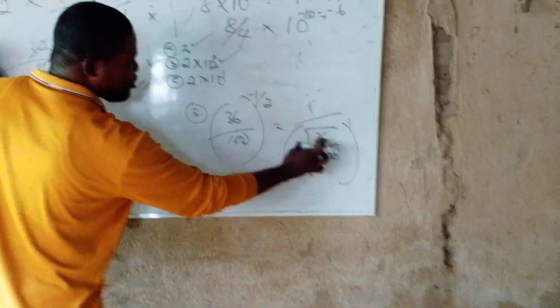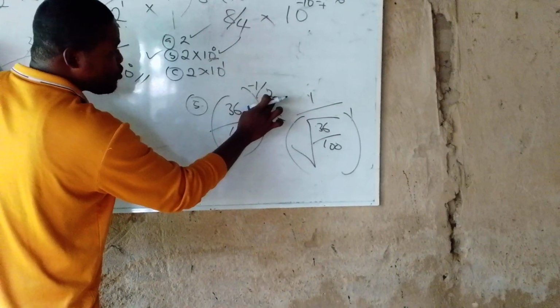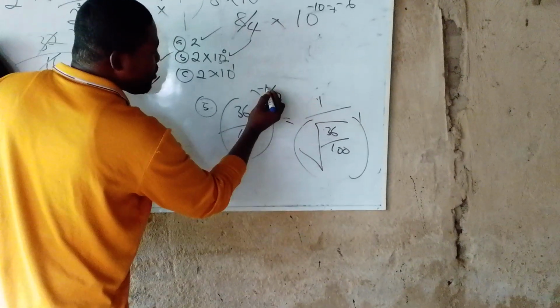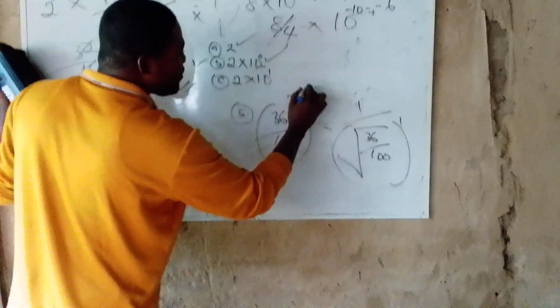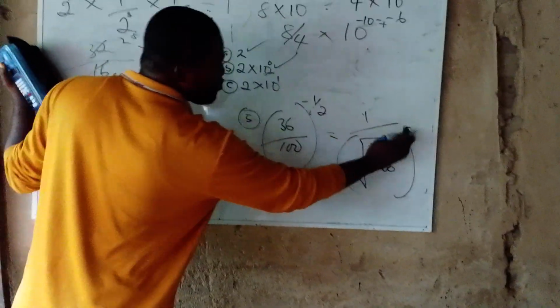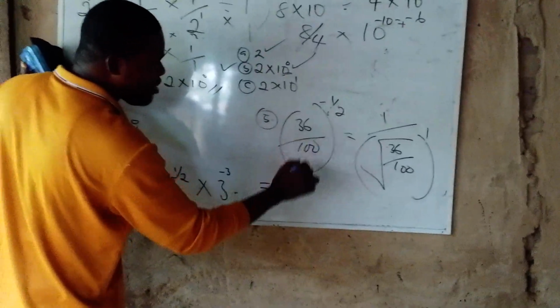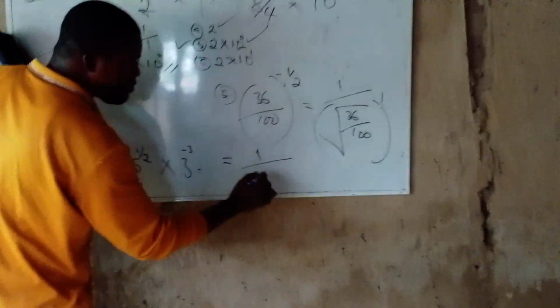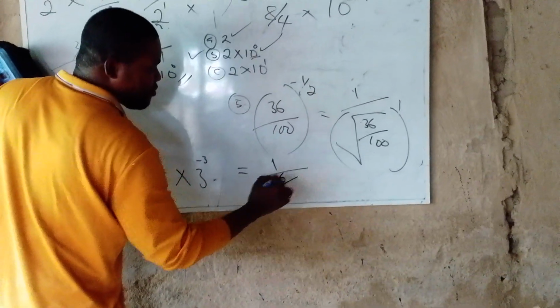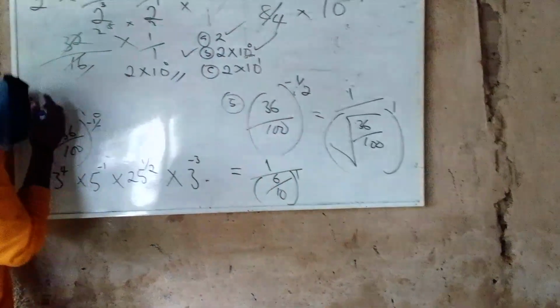This one will now come down. But in coming down, this one will now change to square root of 36 over 100, always the power of 1. This one, look at the 1. If here was, let me say, 4 or 5, I'll put 5 here. But here is 1. That's why I'm putting 1 here. So if I finalize this one, I'll now have 1 over 36 square root is 6 over 100 square root is 10, which is always the power of 1.